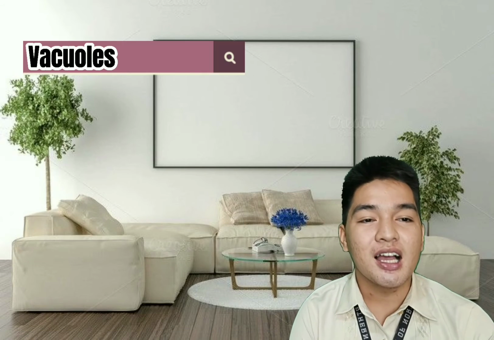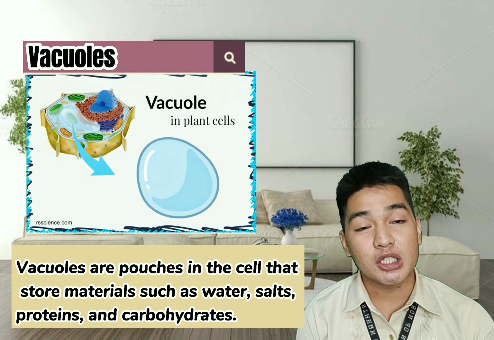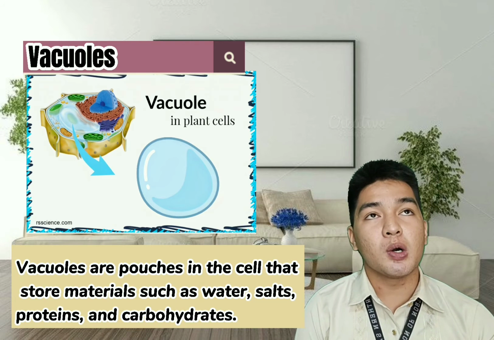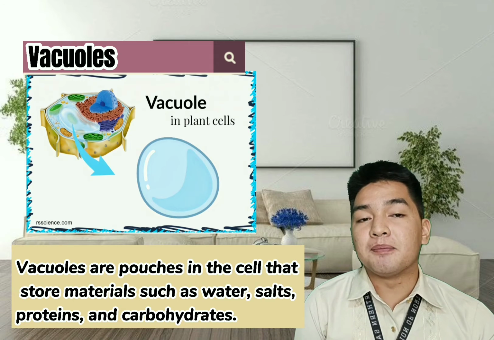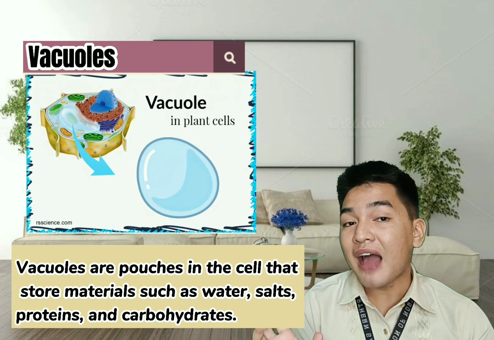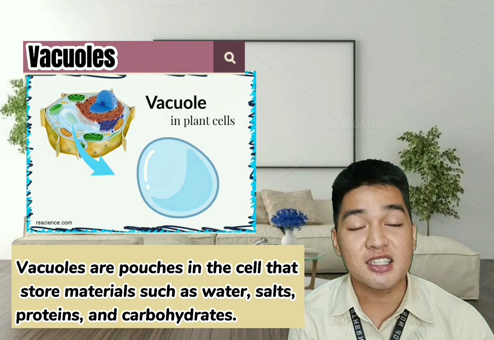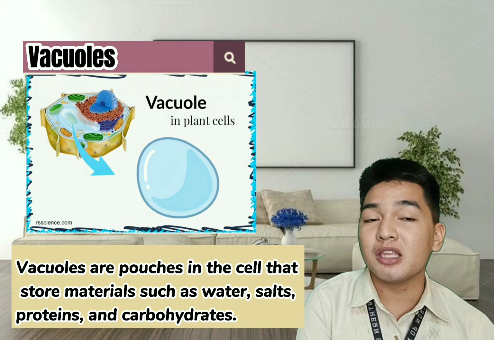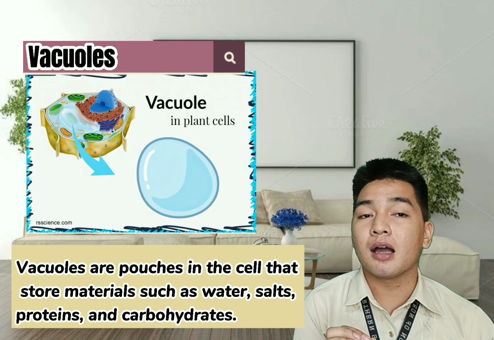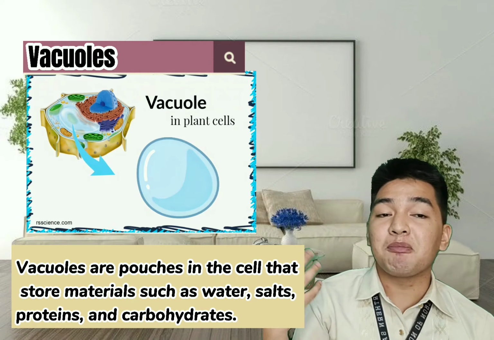Next is the vacuole. So, vacuoles are pouches in the cells that store materials such as water, food, salt, proteins, and carbohydrates. Yung vacuoles ng animals and plants magkaiba. Kasi sa plants, meron silang central vacuole, yung malaki. Usually, it occupies the entire cell kasi sa sobrang laki. While sa animal cell naman, yung vacuoles natin is medyo marami pero mga maliliit lang. So, yun yung pagkakaiba.